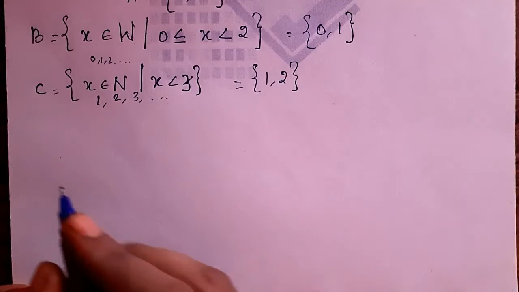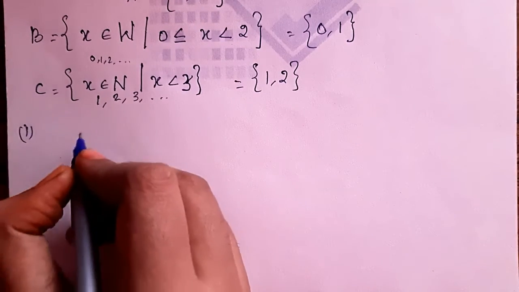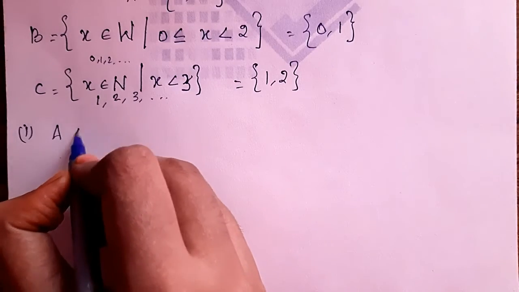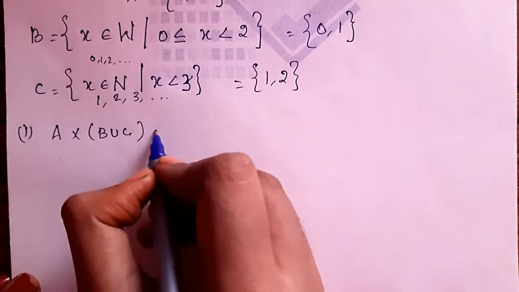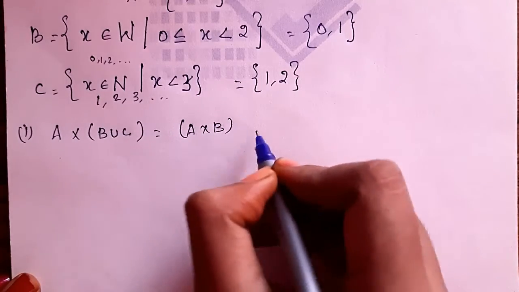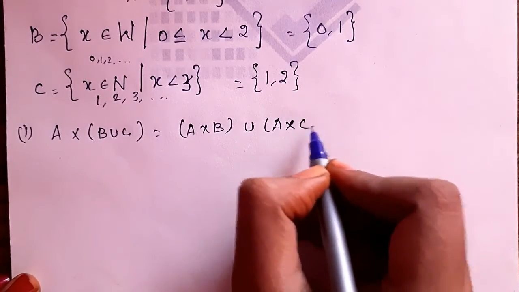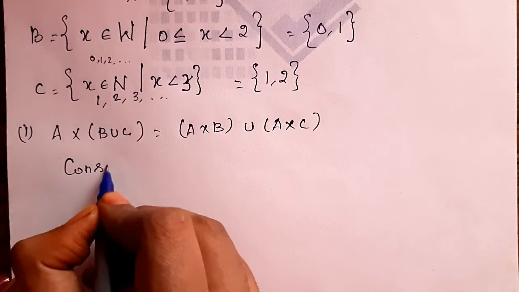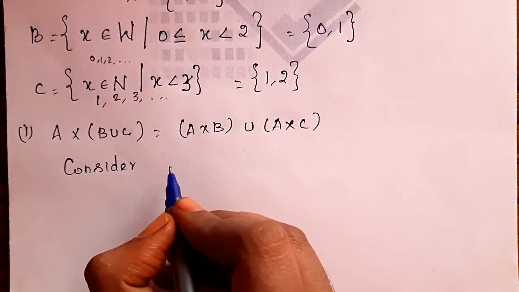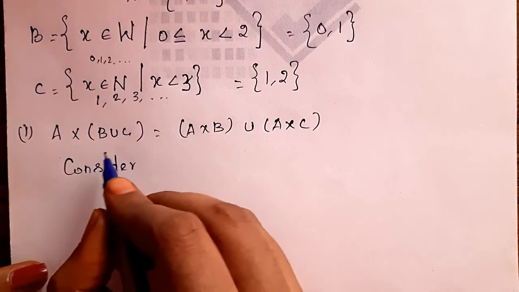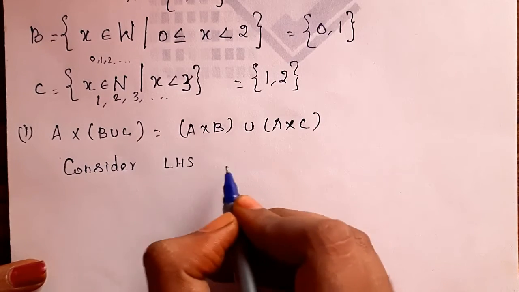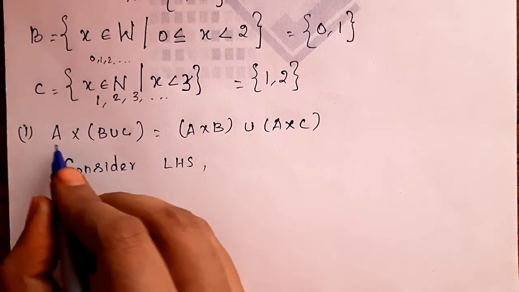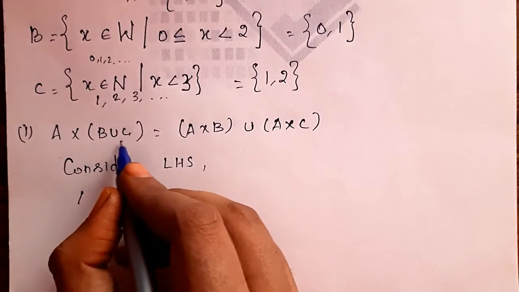Now we can start part 1. We have to prove A cross (B union C) is equal to (A cross B) union (A cross C). This we have to prove. First we can consider this LHS. That means A cross (B union C).